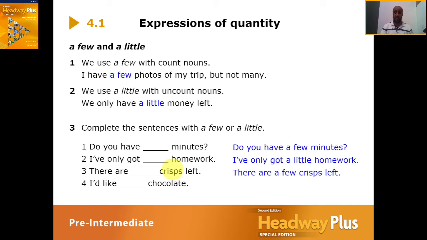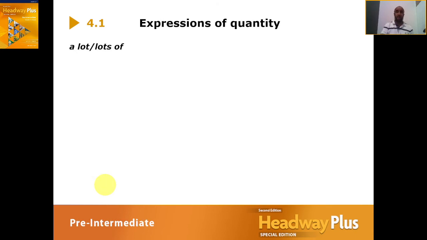Finally, here we have chocolate. Now chocolate is usually uncountable. So here it says, I'd like a little chocolate. Not a few, a little. Okay, guys? Good. Excellent. Lastly, we're going to look at the use of a lot and lots of. Both the same thing. You can use a lot or you can say lots of.